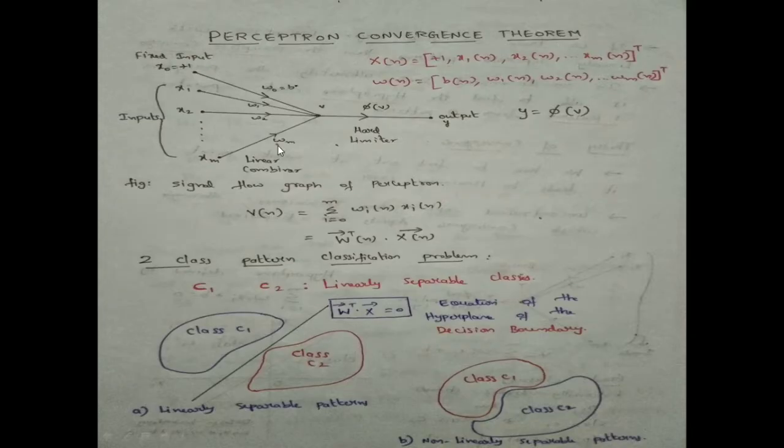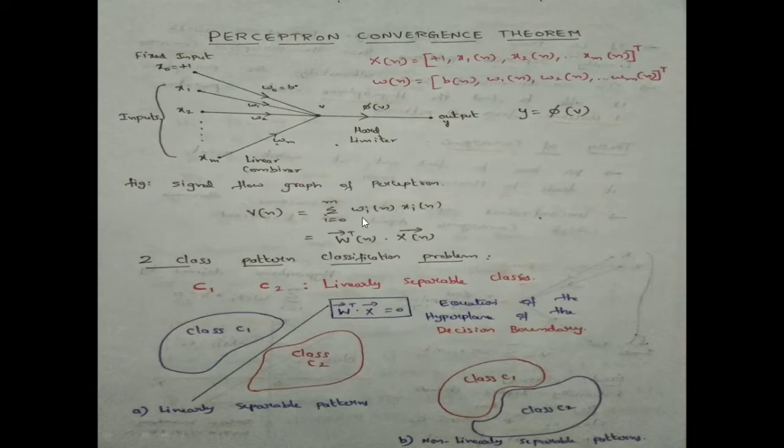to wm, and we also have a fixed input which is given by x0 is equal to 1 and the corresponding weight is given by the bias. So the input vector can now be given as x of n is equal to plus 1, which is a fixed input, and then x1 of n, x2 of n, so on up to xm of n whole transpose, and w of n is given by the first weight, the bias, which is the weight for this fixed input, and then w1 of n for x1 of n and w2 of n for x2 of n, and so on up to wm of n for xm of n whole transpose.